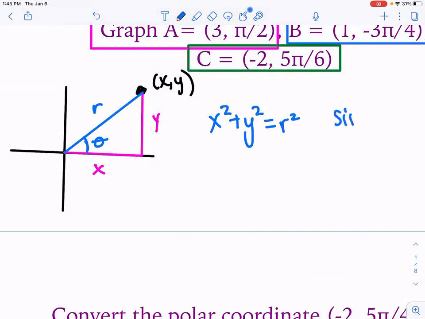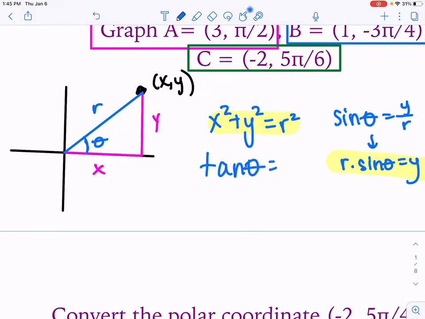Sine theta equals y over r, which means r times sine of theta equals y. What else? Tangent theta equals y over x. One more.